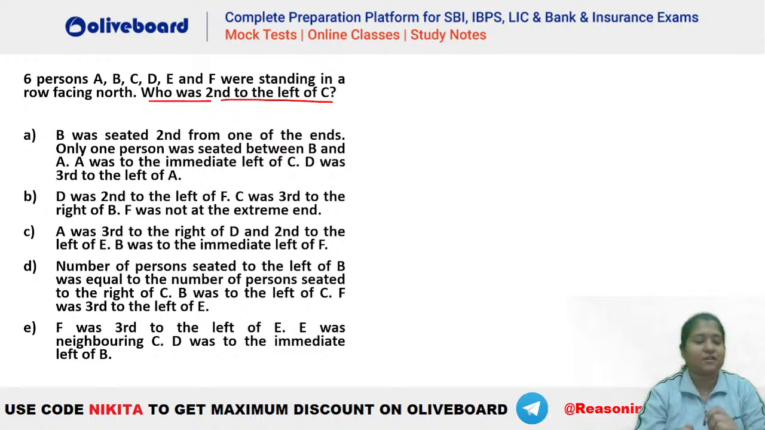Chalo, let's try the first one, right? What is given in here? You have to find who is second to the left of C. We have 6 persons here standing in a row facing the north. Okay, Shravani says doing. Naveen Raj also getting C here.